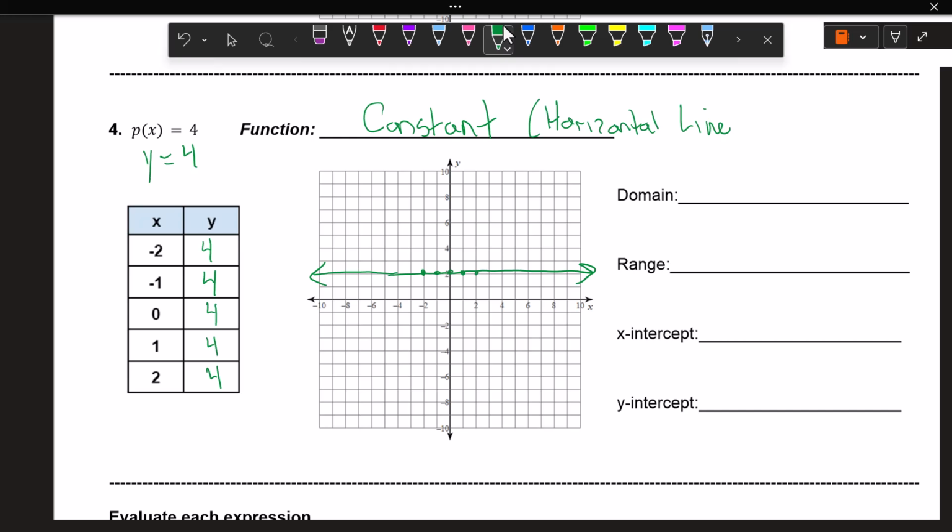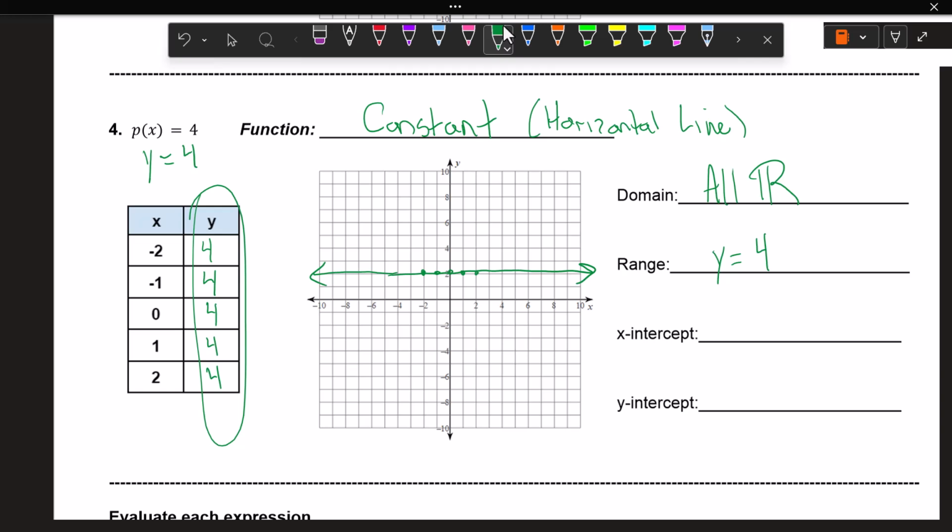Make sure we have arrows on the end to indicate that it keeps going on forever. So our domain, we're looking left, we're looking right. Well, it goes on forever, both directions. So again, it is all real numbers. Now our range is not all real numbers. It's not even a range. Our range, or the values of y that we can have, are all right there. Y equals 4. That's it. That's all y can be.